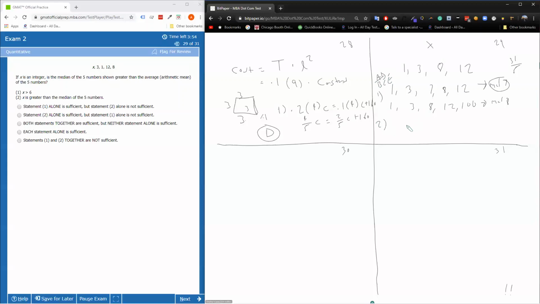X is greater than the median of the 5 numbers. So I can use this again. So that means 8 has to be our median. So 1, 3, 8, 9, 12. So I can still use this example. So I want to see if I can get another example where the median is greater. Yeah, the median is 8.